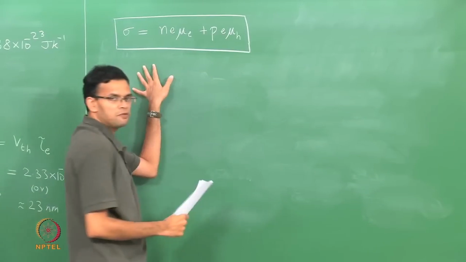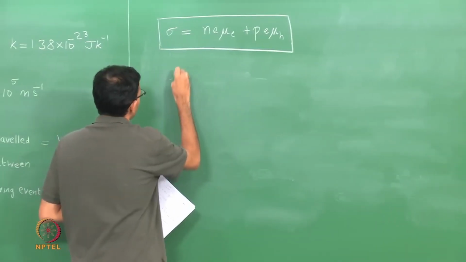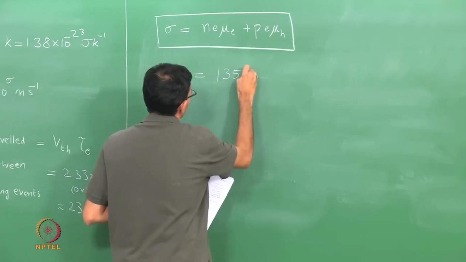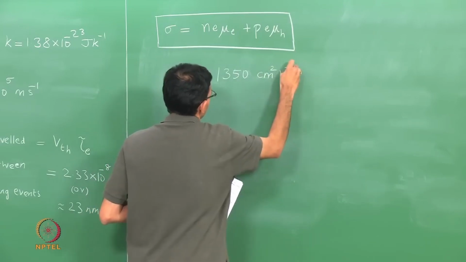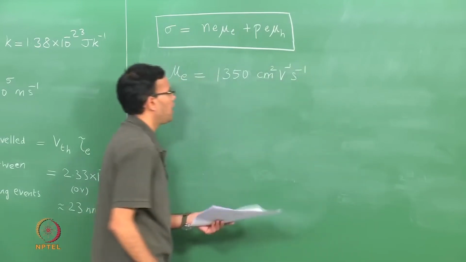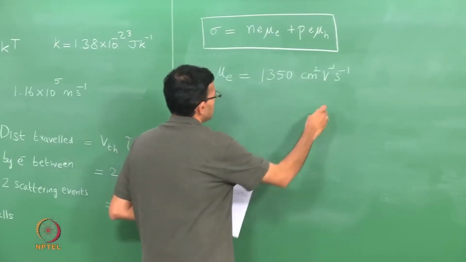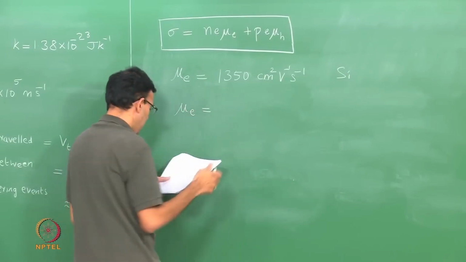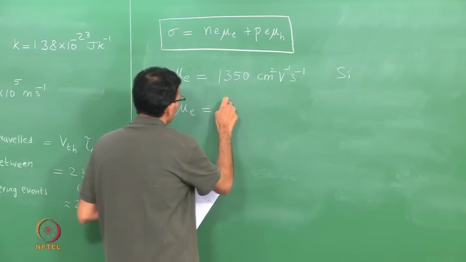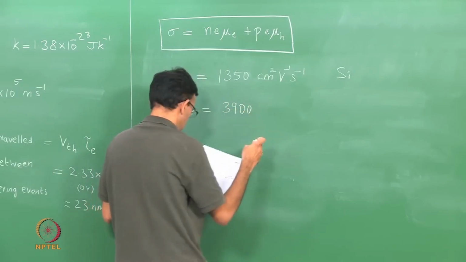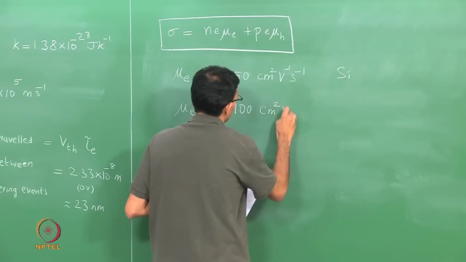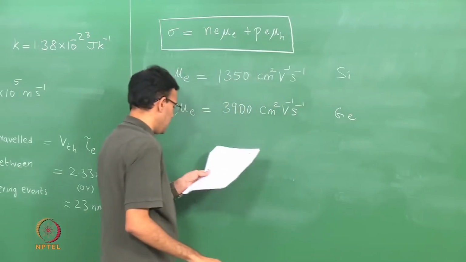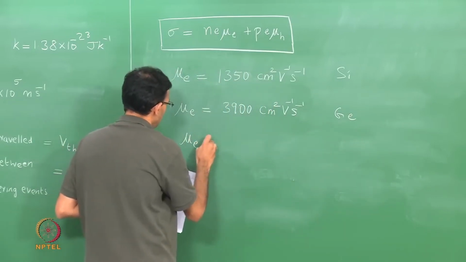I will leave the expression for sigma up here. We saw that the mobility of an electron in silicon was around 1350 centimeter square per volt per second. This is for silicon. If you had germanium, germanium has a slightly higher mobility, mu e is 3900. That is the value for germanium. Gallium arsenide is even higher.